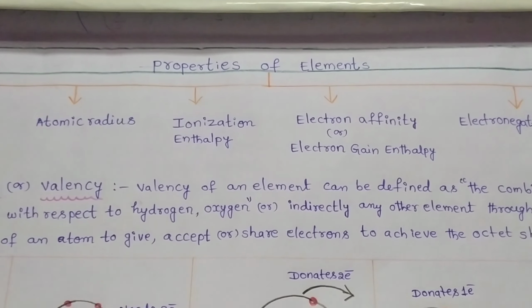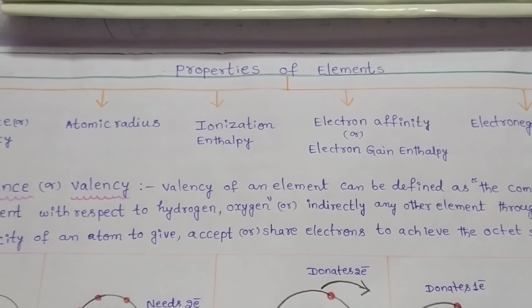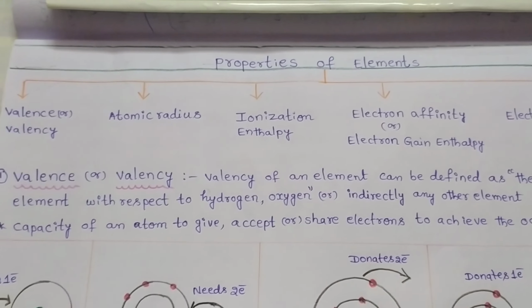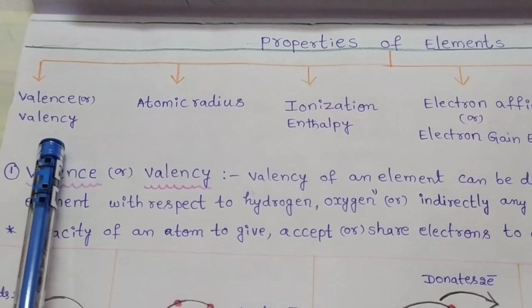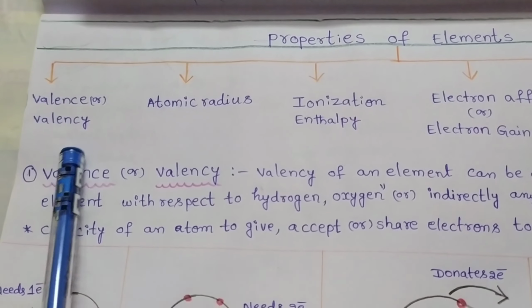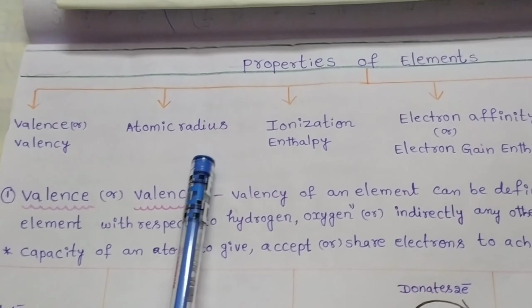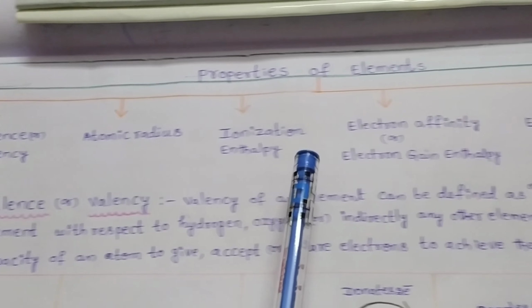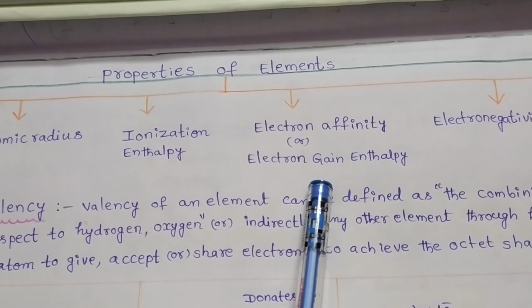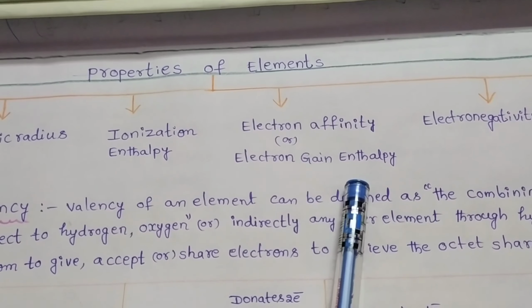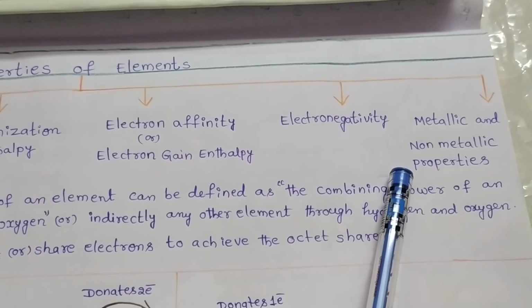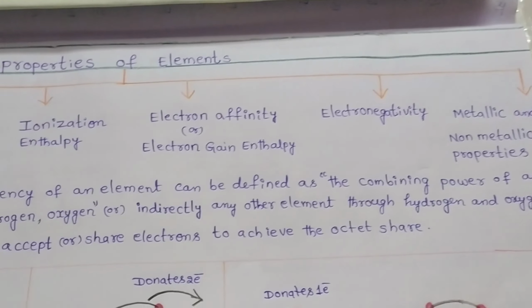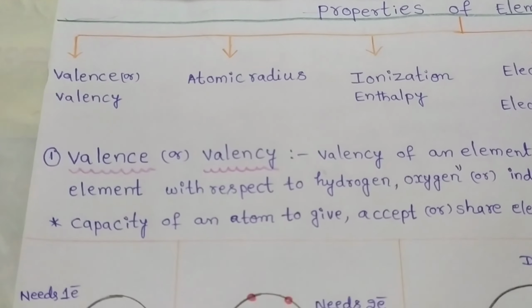Hi students, today we discuss the properties of an element. The element will exhibit the following properties. They are valence or valency, atomic radius, ionization enthalpy, electron affinity or electron gain enthalpy, electronegativity, metallic and non-metallic properties. Now we discuss one by one.